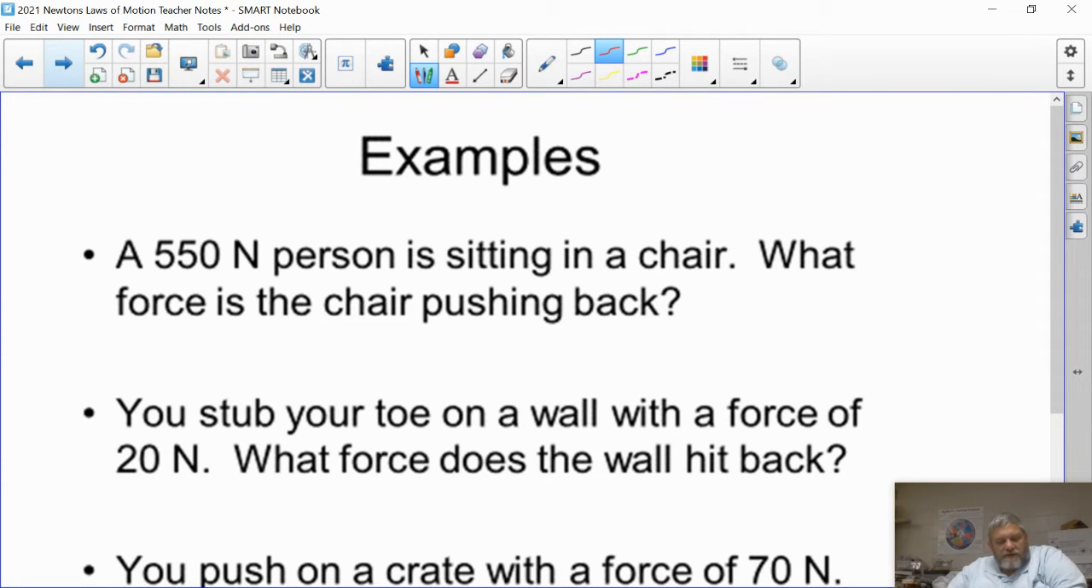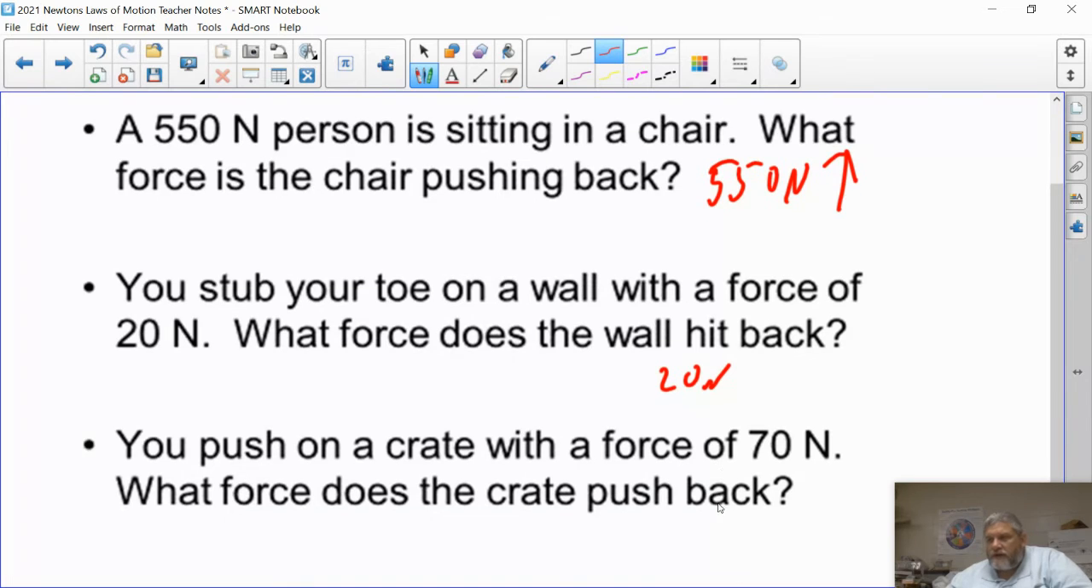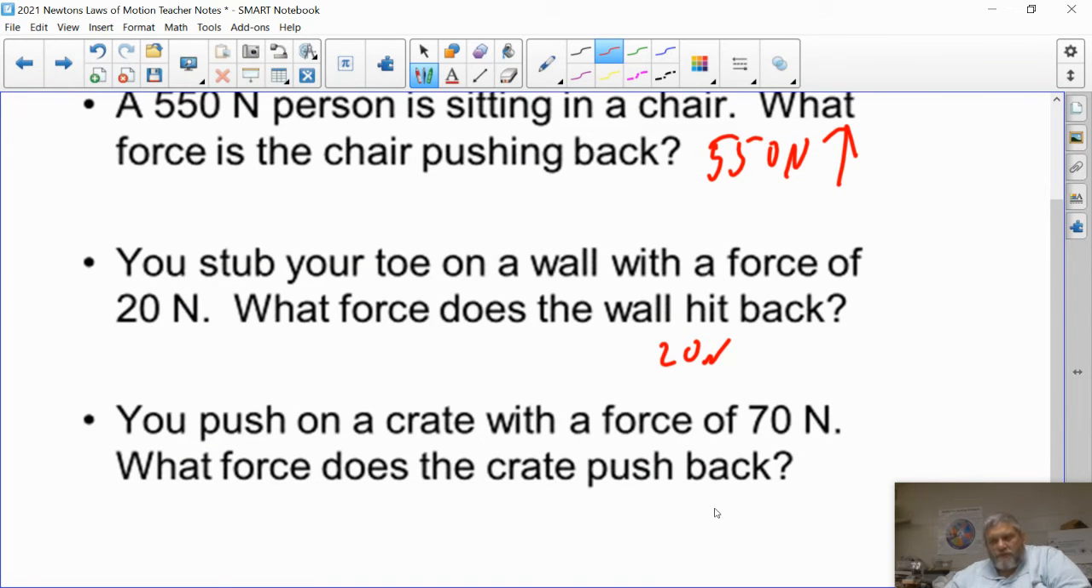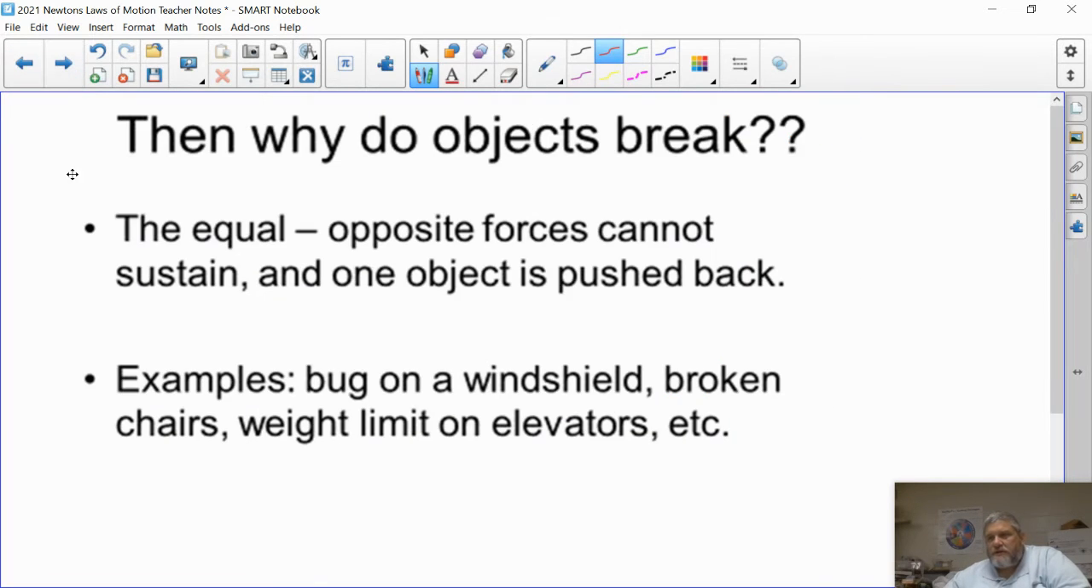Right, so a 550 Newton person is sitting in a chair. What force is the chair pushing back? 550 newtons upwards, because you're pushing downwards and the chair is pushing upwards. You stub your toe on a wall with a force of 20 newtons. With what force does the wall hit back? 20 newtons, opposite direction. You push a crate with a force of 70 newtons. With what force does the crate push back? 70 newtons, opposite direction. Equal and opposite forces.